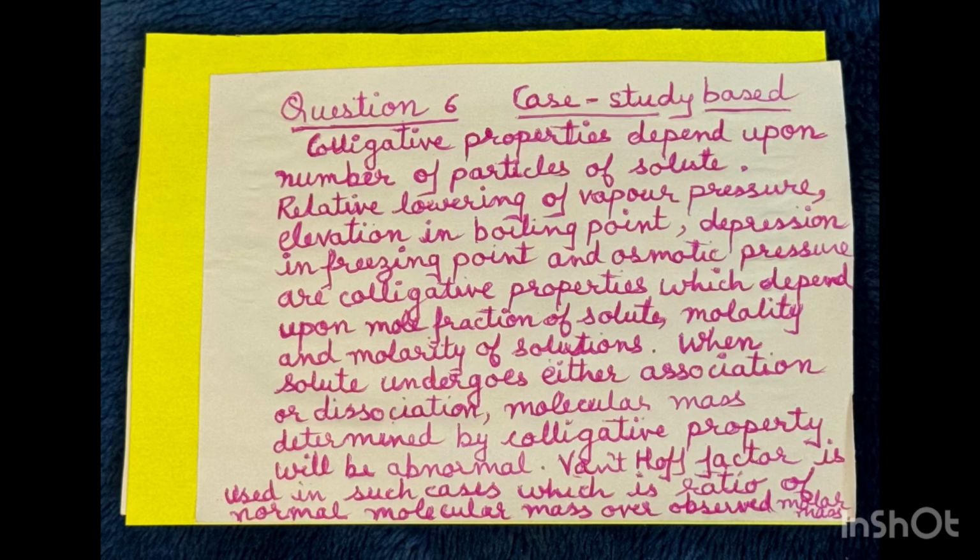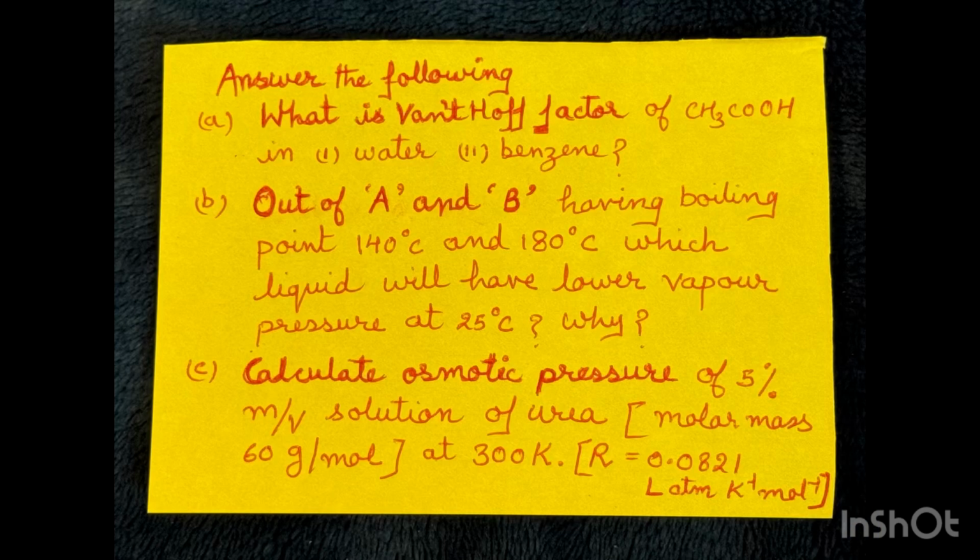Now, a case-based study question. First, you need to read the paragraph carefully. Here they are talking about colligative properties and the Van't Hoff factor, association and dissociation. Then you need to read the questions and relate them to the paragraph. What is the Van't Hoff factor of acetic acid in water and benzene? Out of A and B, having boiling points 140 degrees Celsius and 180 degrees Celsius, which liquid will have lower vapor pressure at 25 degrees Celsius and why?